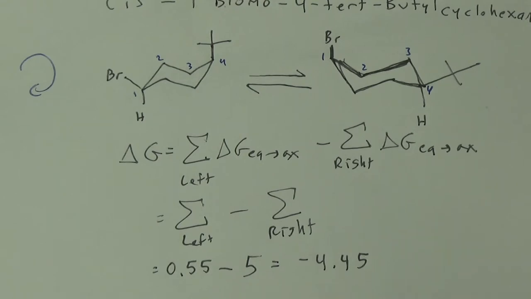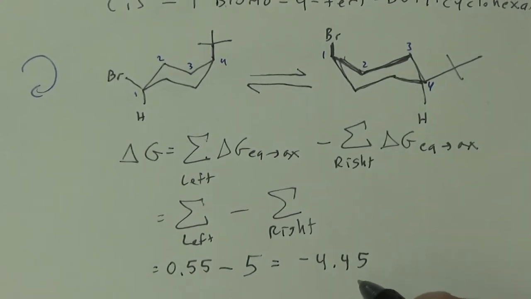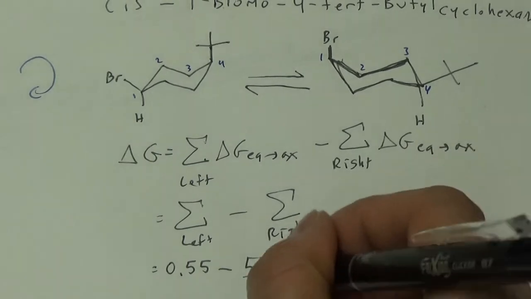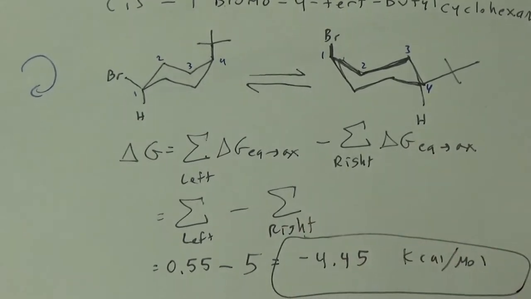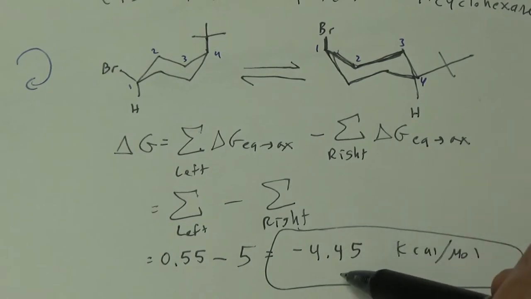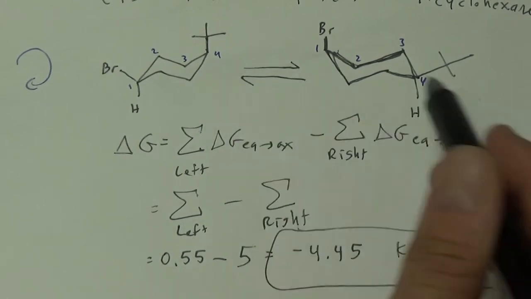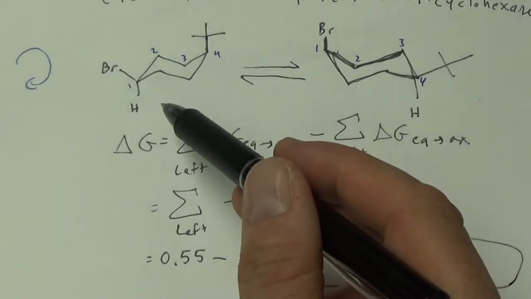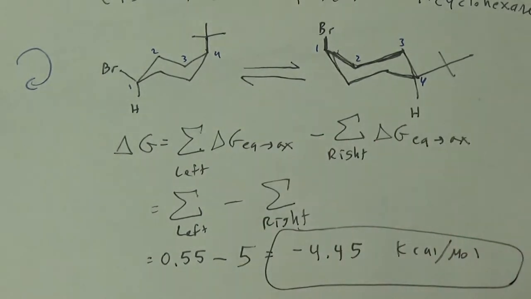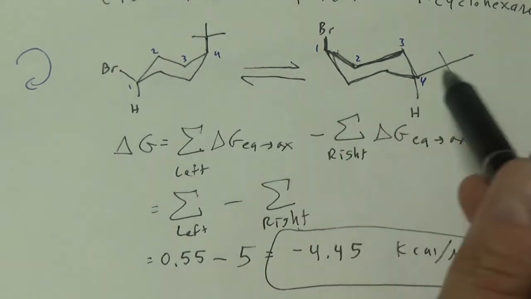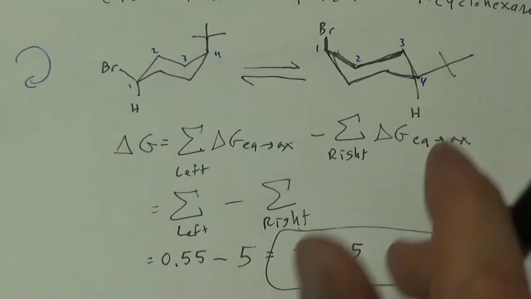0.55 minus 5 is negative 4.45. So yes, that's actually a fairly large number, kilocalories per mole. For these calculations, it's a big number. And I think, maybe it's chapter 2, but you could look at the delta G and the effect on the equilibrium. I think this basically means like 99.9 to 0.01. One of those tables in chapter 2 had the effect of delta G, right? Okay. So that was cool.